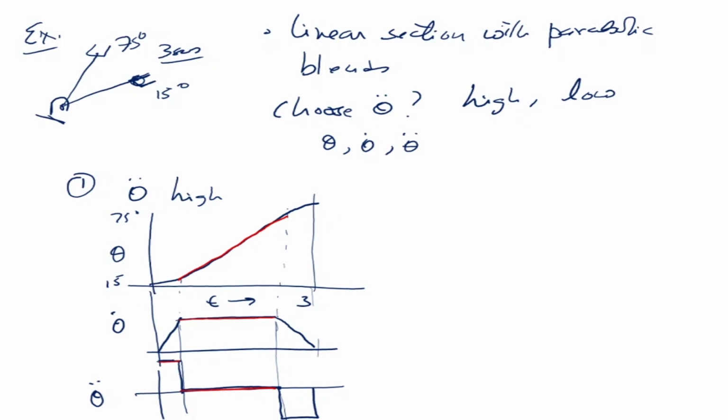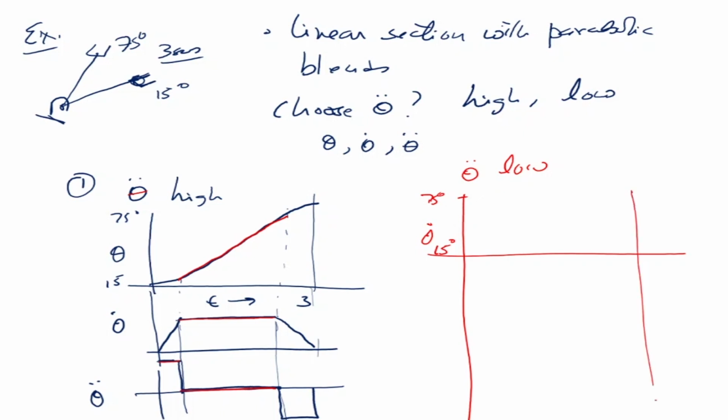Now, if acceleration is slightly lower, so theta double dot is low, then what will we get? Let's draw all three of them and see. What happens is theta dot is equal to 15 degrees to 75 degrees. Okay, time is equal to 3 seconds again. T is equal to 3 seconds. What is the variation of position?